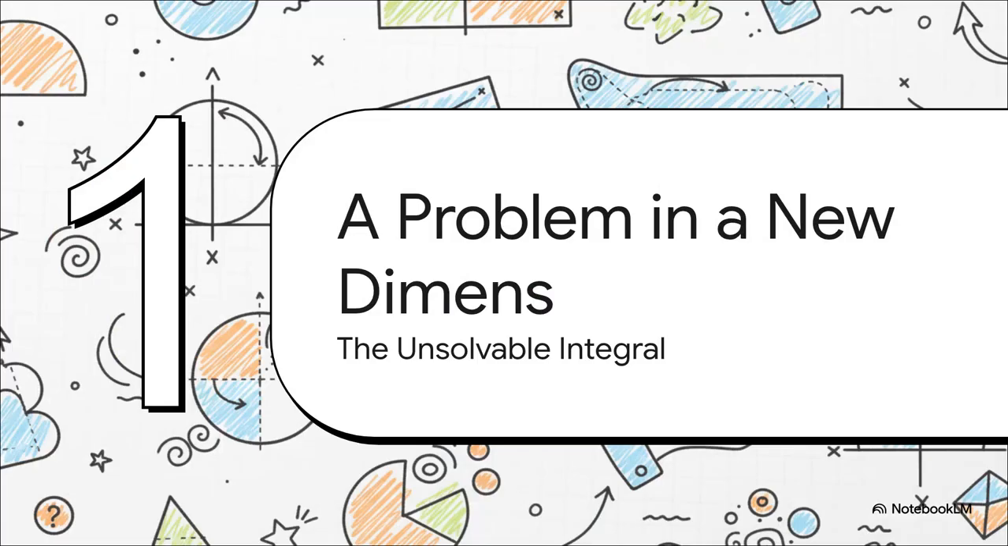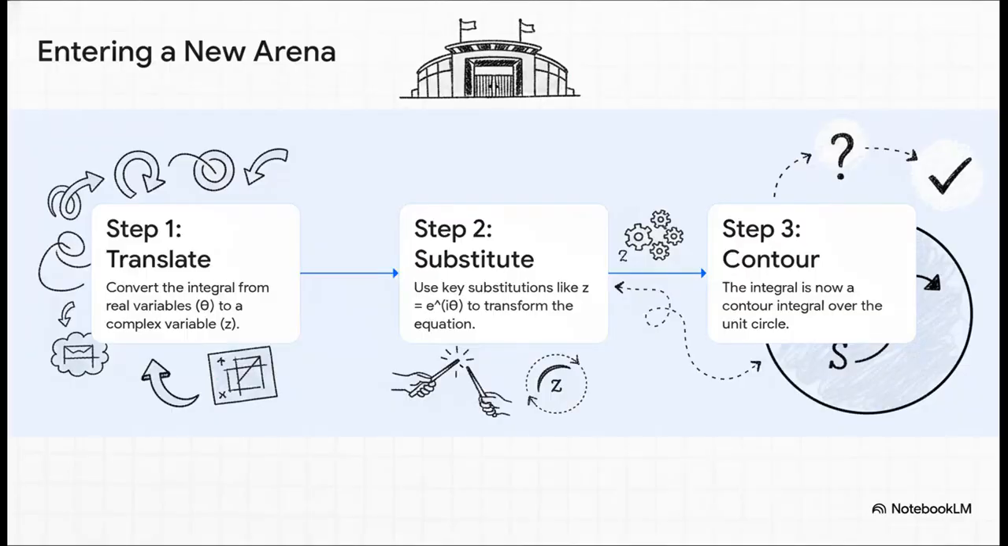You see, the big secret here isn't about working harder, it's about thinking differently. We're going to lift this entire problem off the familiar one-dimensional number line and drop it right into the rich, two-dimensional world of the complex plane. And that single shift in perspective, well, it changes everything. So how do we actually do this?